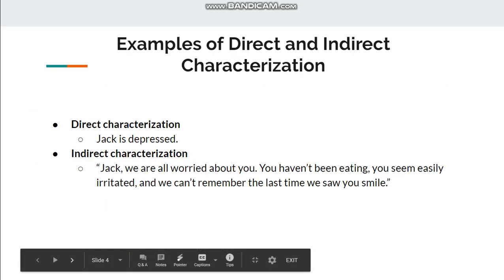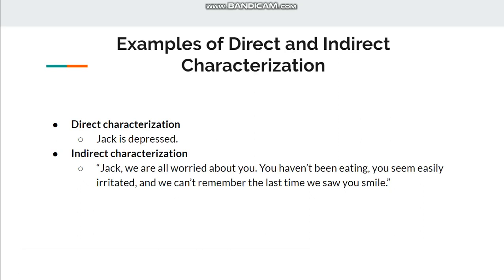A basic example of direct characterization could be something like Jack is depressed. A basic example of indirect characterization could be something like Jack, we are all worried about you. You haven't been eating, you seem easily irritated, and we can't remember the last time we saw you smile. From this example of indirect characterization, we can steal the idea that Jack is depressed from the way the characters talk around him.